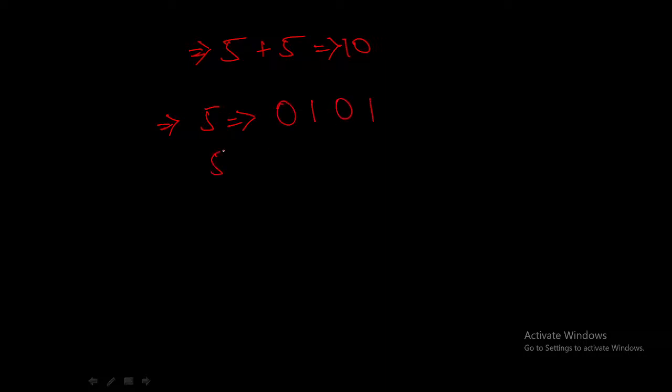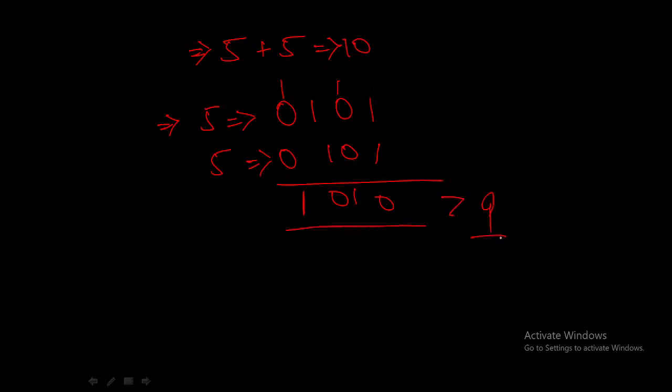Okay, so let's take this example, 5 plus 5, which is equal to 10. What is the representation of 5? It is nothing but 0 1 0 1, and again 0 1 0 1. If we add this, we get 1 0 1 0, which is greater than 9.